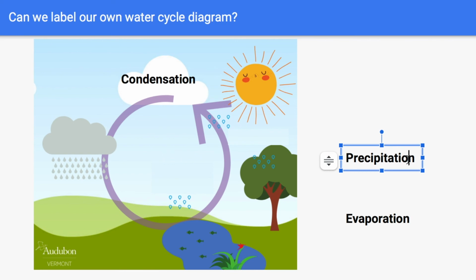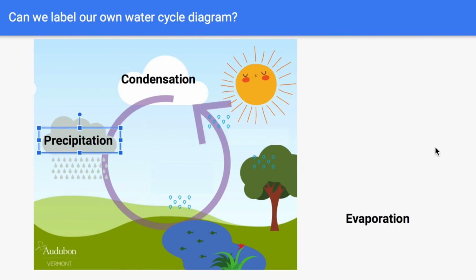Next is precipitation. Where do you think precipitation goes on our diagram? Well, when it precipitates, it rains or falls. So I would think that precipitation would go on the rain cloud.